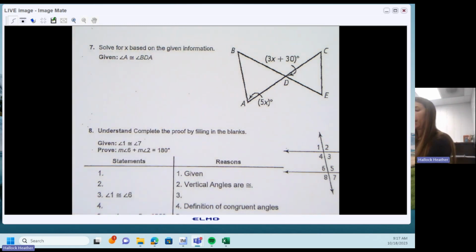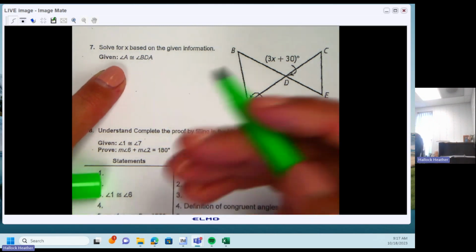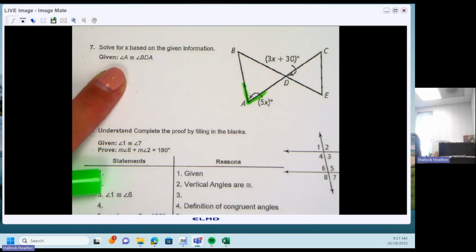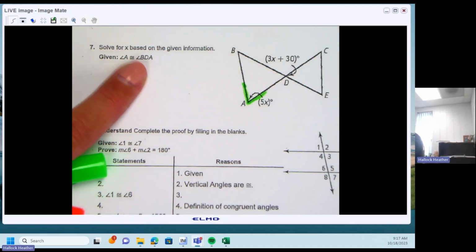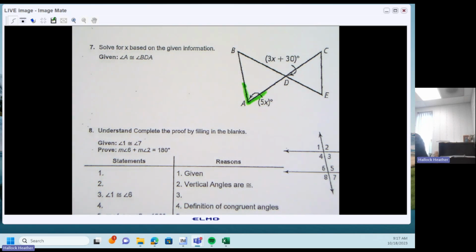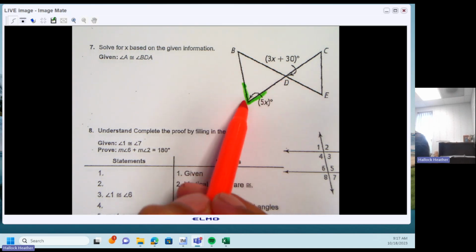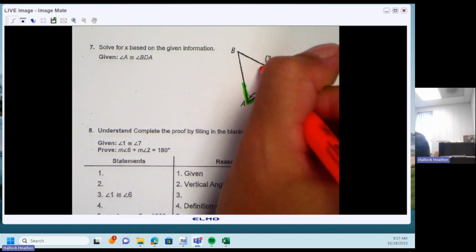If I actually look at my picture, in geometry, they like to give you a lot of extra information that you do not need. Angle A is right here. We know angle A is equal to 5x, and then we know it's congruent to BDA. If I start at B, I go to D and I follow to A, that's talking about this angle.